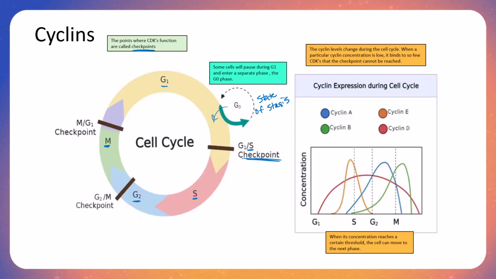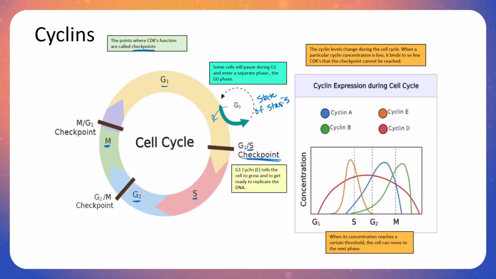When its concentration reaches a certain threshold, the cell can move to the next phase, again, just like going through that gate. The G1 cyclin, so this is cyclin E, tells the cell to grow and to get ready to replicate the DNA. So the G1/S checkpoint, remember what happens during synthesis phase, DNA replication. So if DNA replication occurs during S phase, it makes sense that the G1/S checkpoint would have to make sure the cell has all of the enzymes necessary: the topoisomerase, the helicase, the RNA primases, the DNA polymerase 1 and 3, the ligase. All of those enzymes have to be present and have to be in proper concentration.